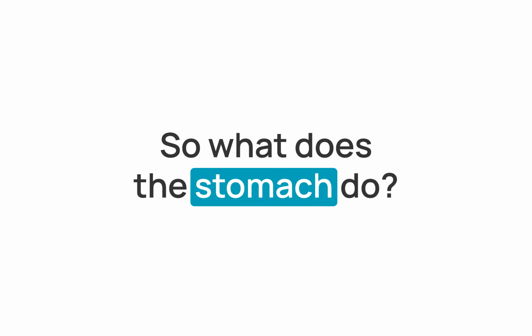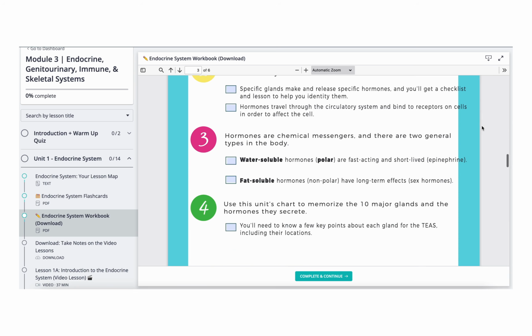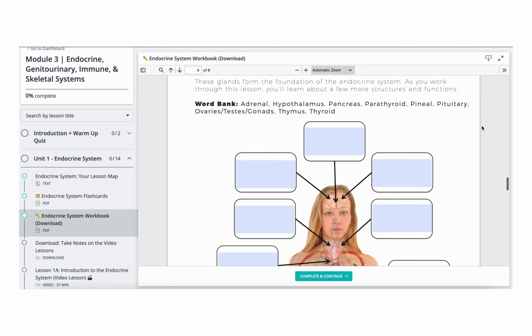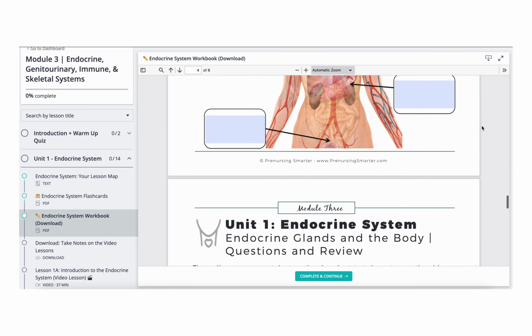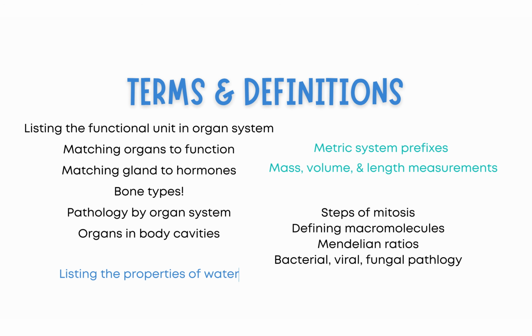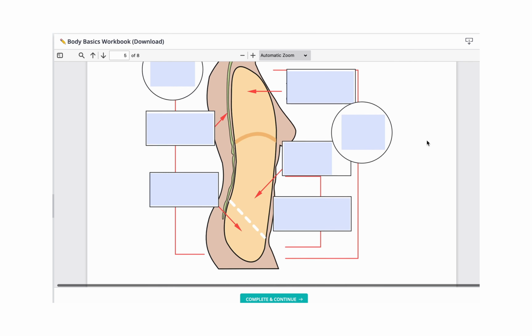Matching organs to their function is huge. So what does the stomach do? What does the small intestine do? What does the large intestine do? The endocrine system freaks out a lot of TEAS students, and that's normal. If you need a place to start studying, I recommend matching a gland to a hormone. Bone types, pathology of organ systems, and then also organs and body cavities. So what's in the dorsal cavity, what's in the ventral cavity, what's in the abdominal pelvic cavity.